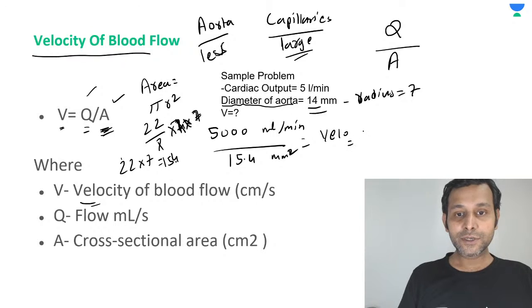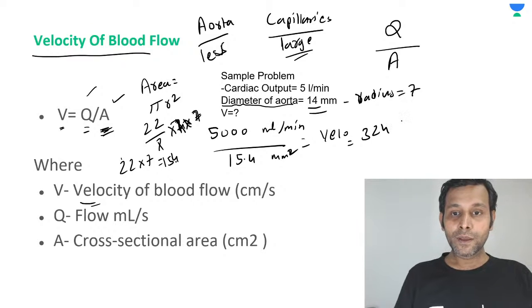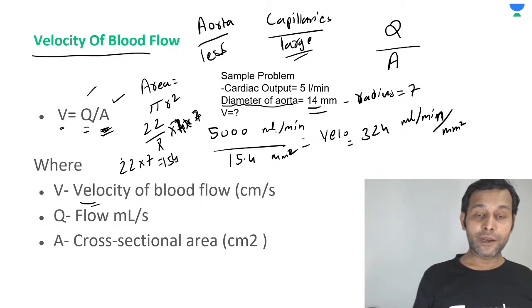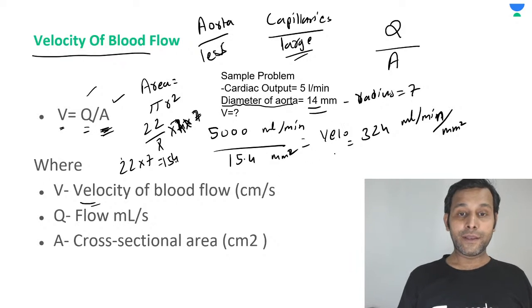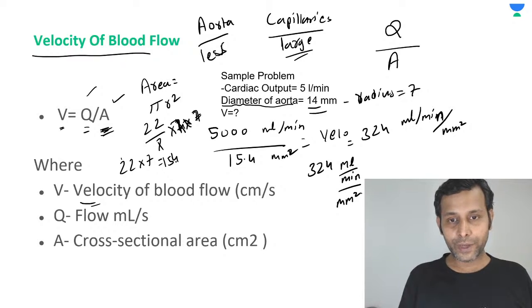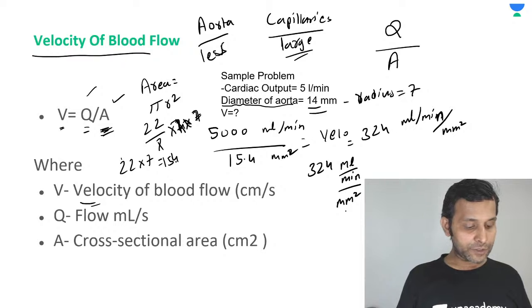Yes, that's how much? 324 ml per minute per millimeter square. The velocity of blood in aorta is 324 ml per minute per millimeter square. That is the velocity of blood flow.